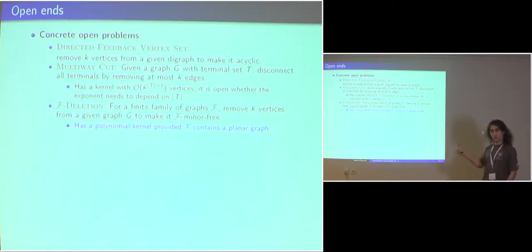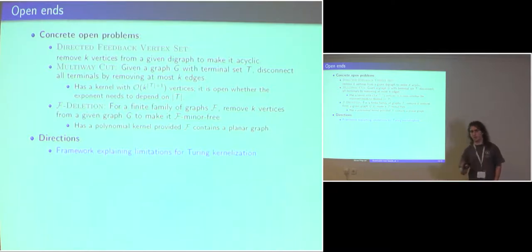So these were the concrete open problems, but I would like to mention also some directions that people are pursuing in kernelization and in kernelization lower bounds. I think that the main direction that is not really pursued now but should be is a framework explaining the limitations of Turing kernelizations. Because we now have a scattered set of various problems for which we know that there are Turing kernels but no normal kernels, and we sort of do not understand why. And getting a good framework, grounded in complexity theoretical assumptions, for excluding polynomial kernels is definitely a big challenge.